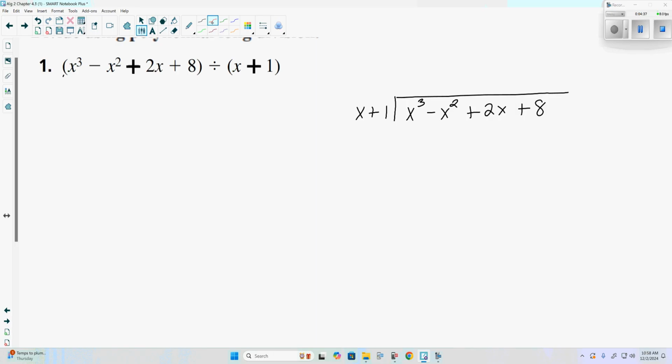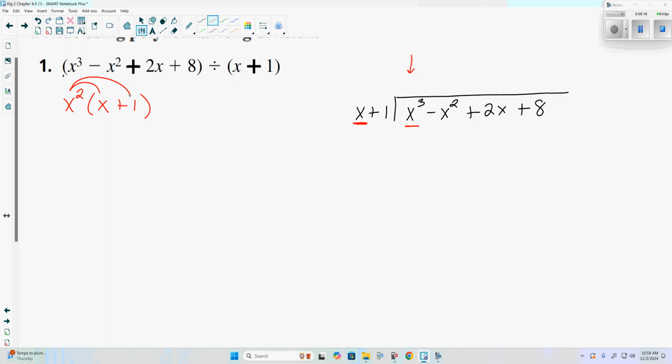Now, the first term outside is what? X. And we want to use that x to somehow eliminate x cubed. To do that, the first main question, and I'm going to ask this again and again today: what do we need to multiply x by to turn it into x cubed? x squared, because x squared is what we need. And we're going to multiply the x squared by the x plus 1 to get that x cubed to go away.